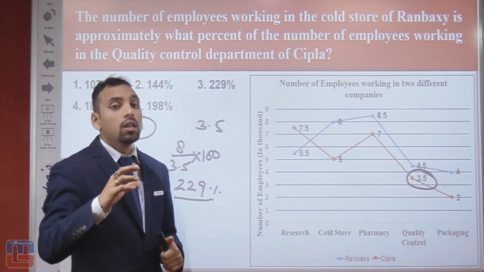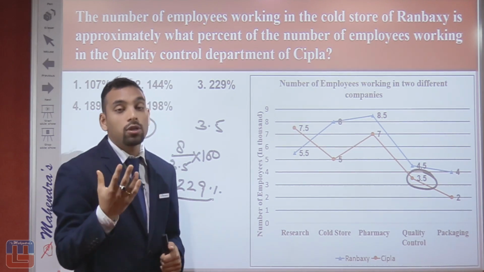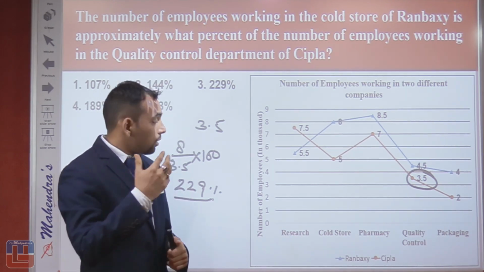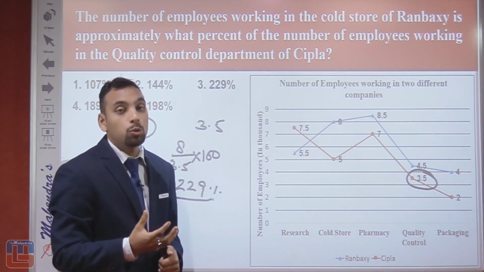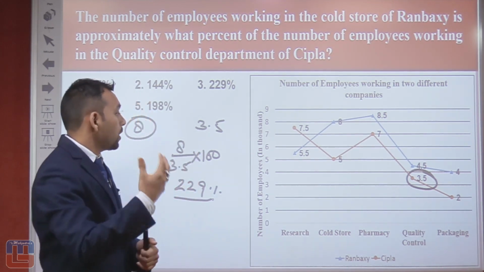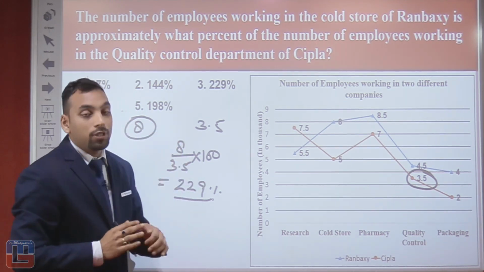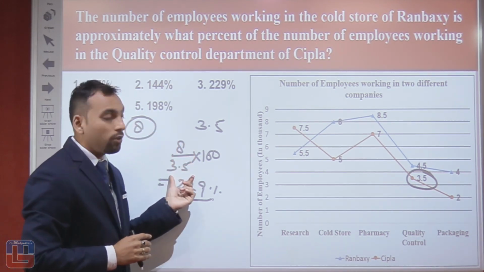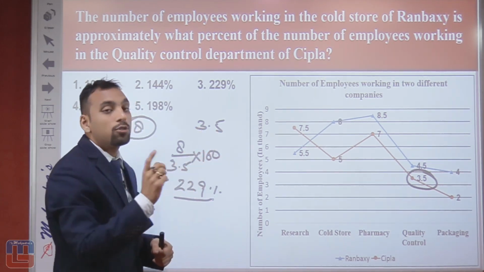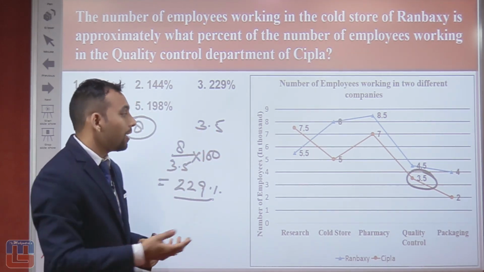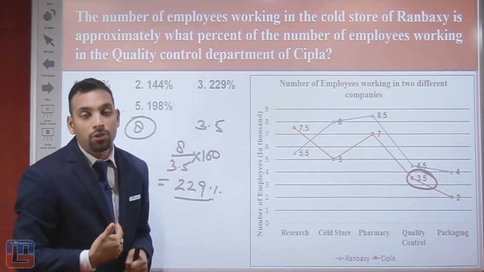So basically, what you have to keep in mind while solving these questions is that one question is always asked from percentage. So percentage is going to be a very important topic. What we have to do here: 8 is what percent of 3.5 means 3.5 will come in the denominator. In the same question, if he asks 3.5 is what percent of 8, then 8 will come in the denominator.